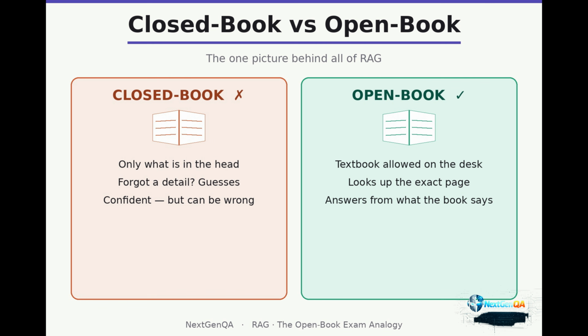Important point. In both cases, Ravi is the same smart student. His brain did not change. The only thing that changed is in the open book exam, we gave him access to reliable reference at the moment he needed it. Now replace Ravi with an AI model, and you have understood the heart of RAG. A plain AI is a closed book student. RAG turns it into an open book student.